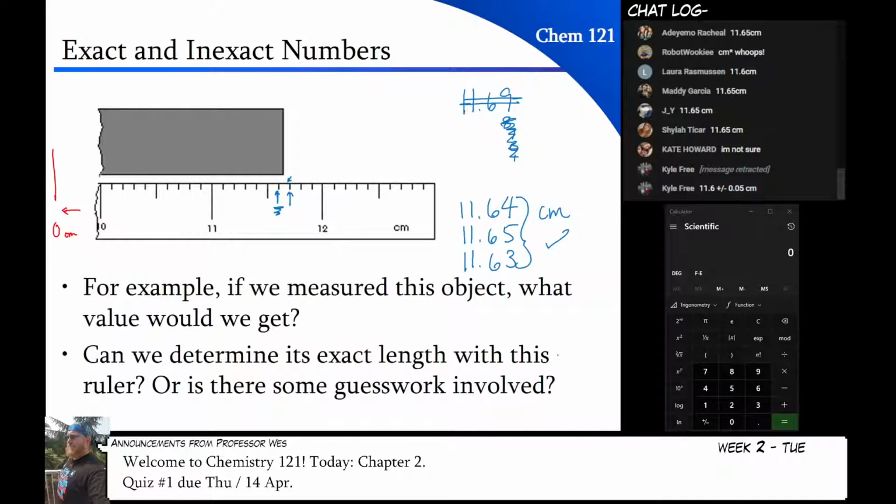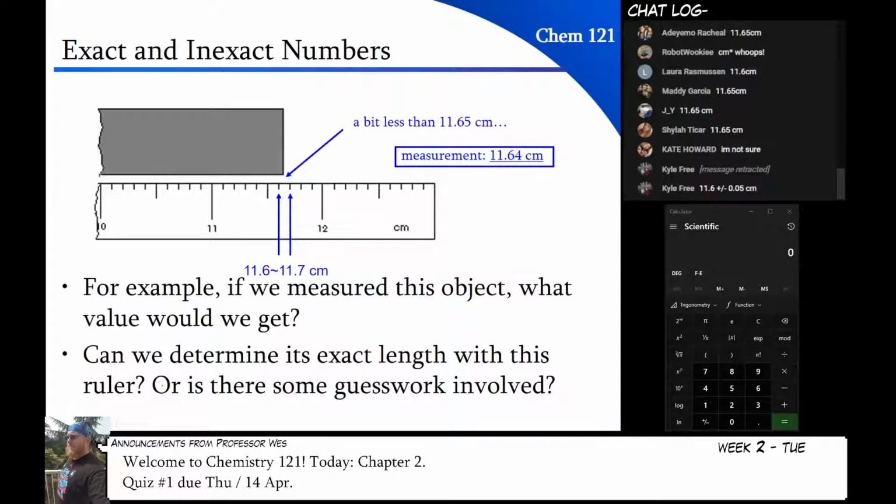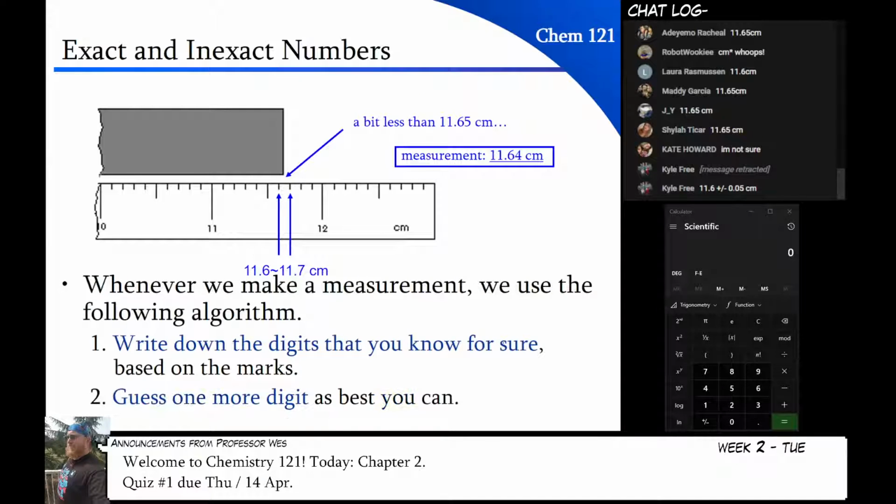I should go back to this screen before I continue. There we go. All right. So my little walkthrough is going to do the same thing that we did just there. I wrote down 11.64 because that's what I thought it was when I made this slide. Let's do another example here based on marks.